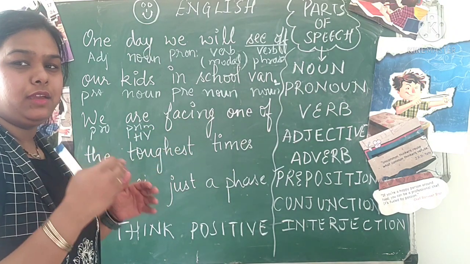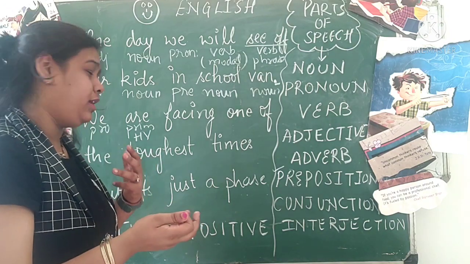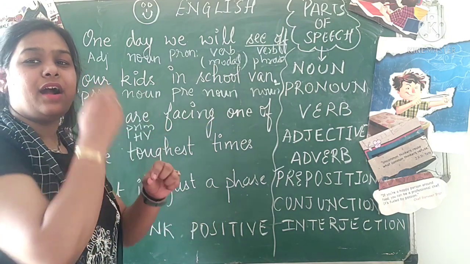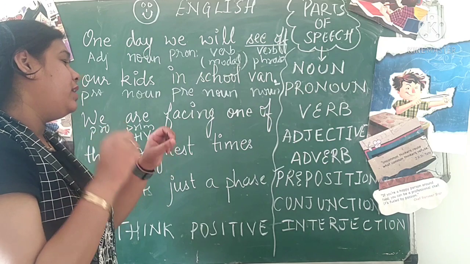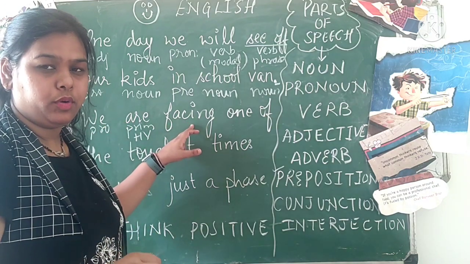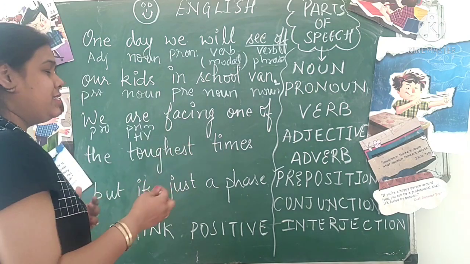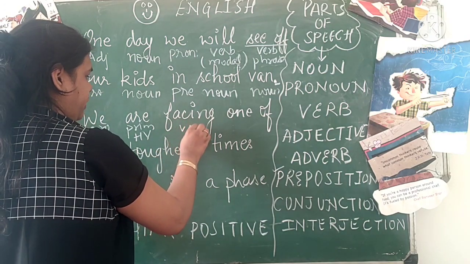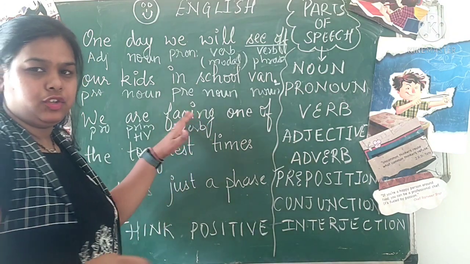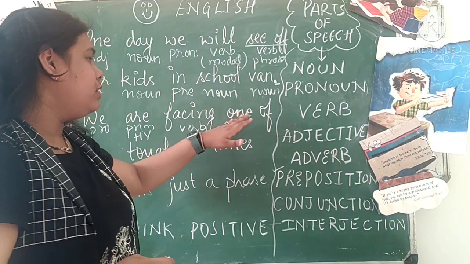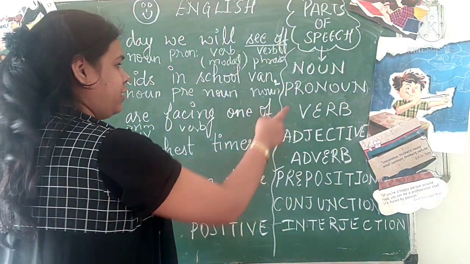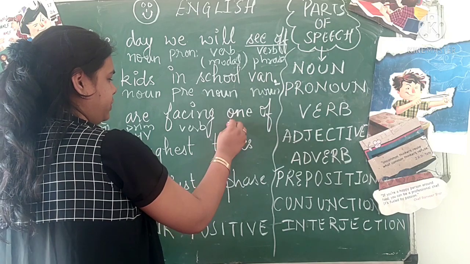Then facing. What is facing? ING. If you find ING with any word, it is a verb. Always remember that. So facing, to face. Facing is a verb. It's an action verb, main verb. Then one. Again, one is an adjective, we have discussed. It's a number.